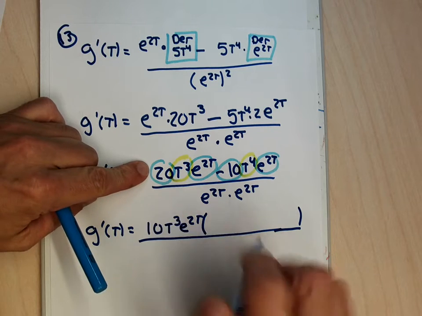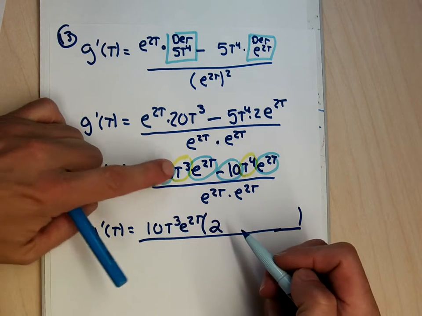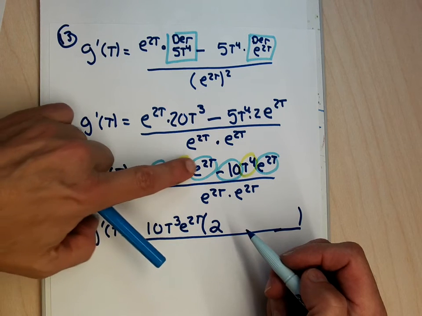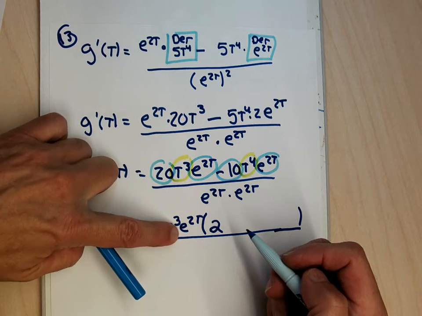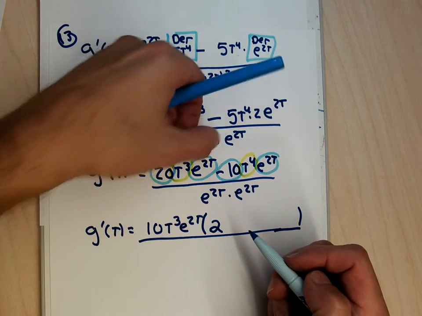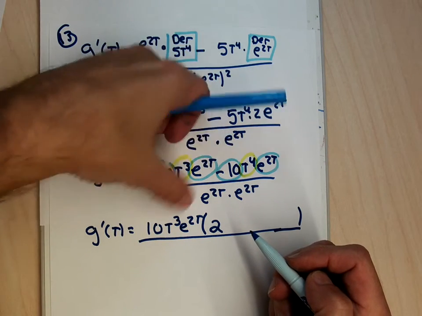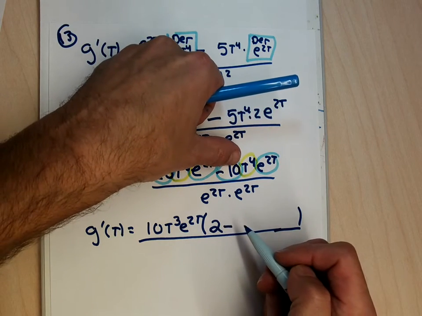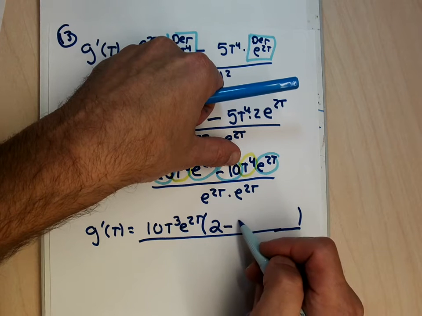I'm going to divide that 20 by 10 and be left with a 2. The first piece had a t cubed. I factored out a t cubed, so it's gone. The first piece had an e to the 2t. I factored out an e to the 2t, so it's gone. Second piece had a minus 10. I factored out a 10. I'm going to be left with the minus. Technically, I'm going to be left with a 1 if I divide that 10 by 10.